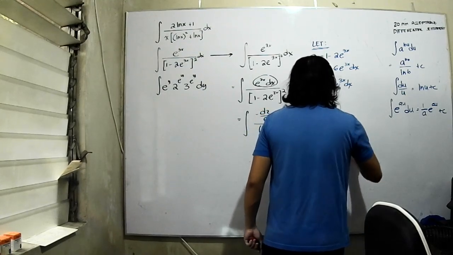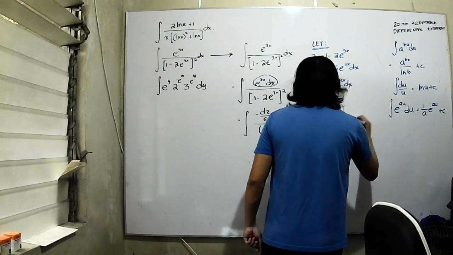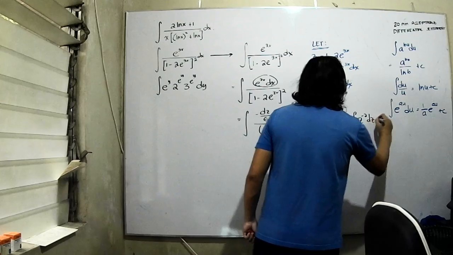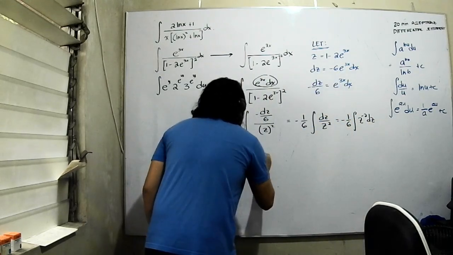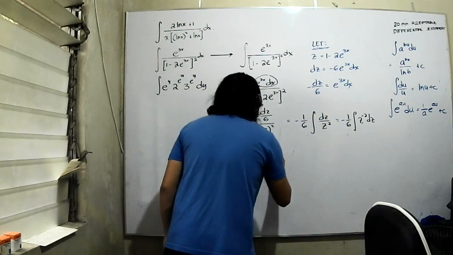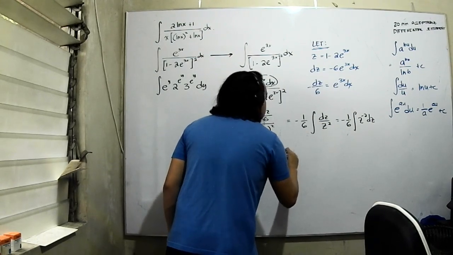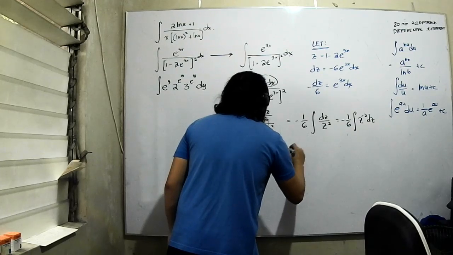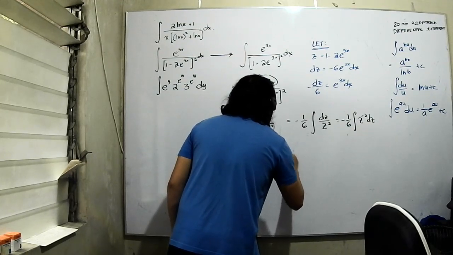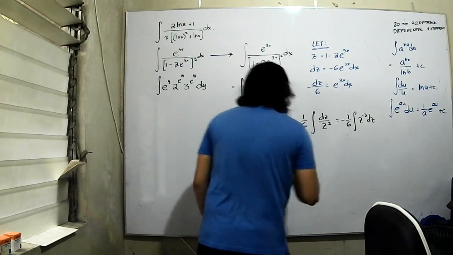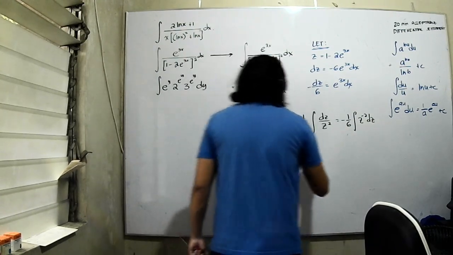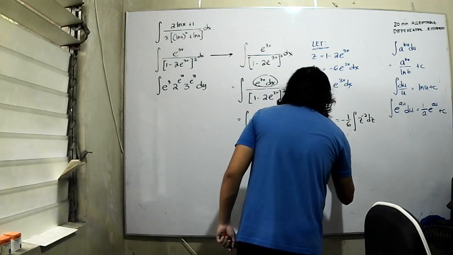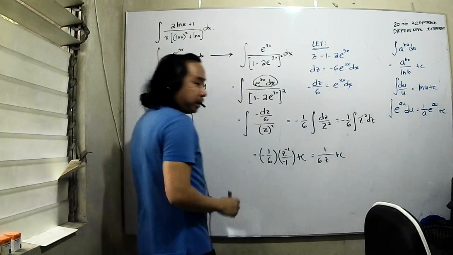Basic na lang yun din kaya nasa gikan diri. 1 over 6 z to the power of negative 2 dz, di ba? So that should be equal to negative 1 over 6 times z to the power of negative 1 divided by negative 1 plus c, di ba? So negative times negative, that is just equal to positive 1 over 6z plus c. Muna siya itong answer diri.